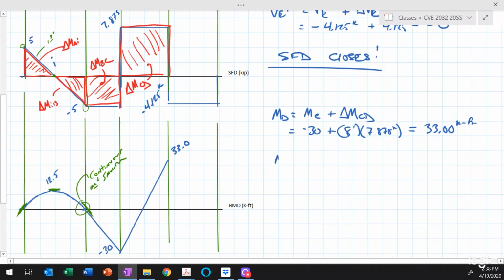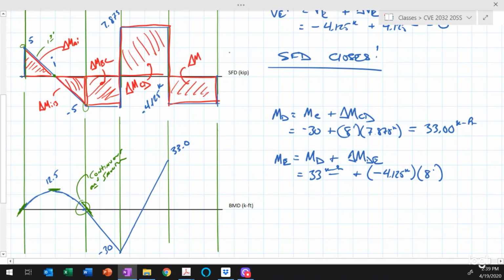Okay, and then finally we could say that the bending moment at point E is equal to the bending moment at point D plus the change in moment between D and E. So this is equal to 33 kip feet plus the change in moment, which is equal to minus 4.125 kips, acting over a length of 8 feet. So that is this area here. So that is the change in moment between points D and E. So then if we do the math on that, that works out to be 0 kip feet. So this comes down here like such, and we go back to 0.